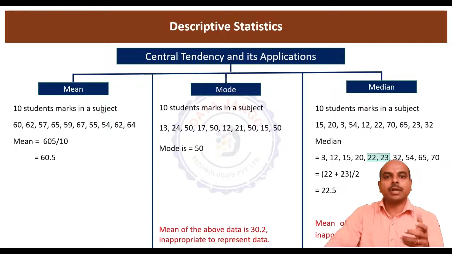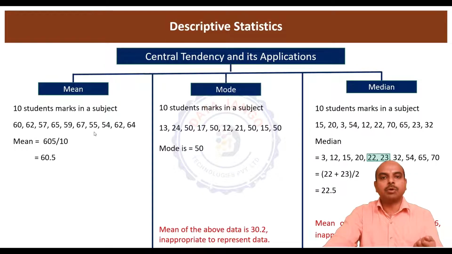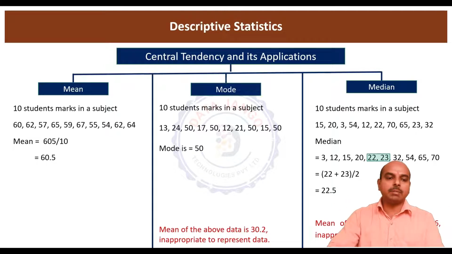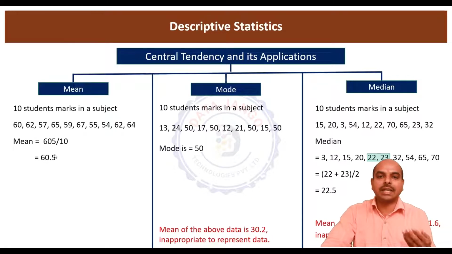That's actually appropriately representing the data. If 10 students belong to a class and the class teacher needs to explain to the headmaster or the principal the score they are getting on an average, he can take the mean and represent it. On an average the students are performing at 60 marks out of 100. So this central tendency, mean, is appropriate in this case. When the spread is less and the data is close, then you can take the mean and represent the data.